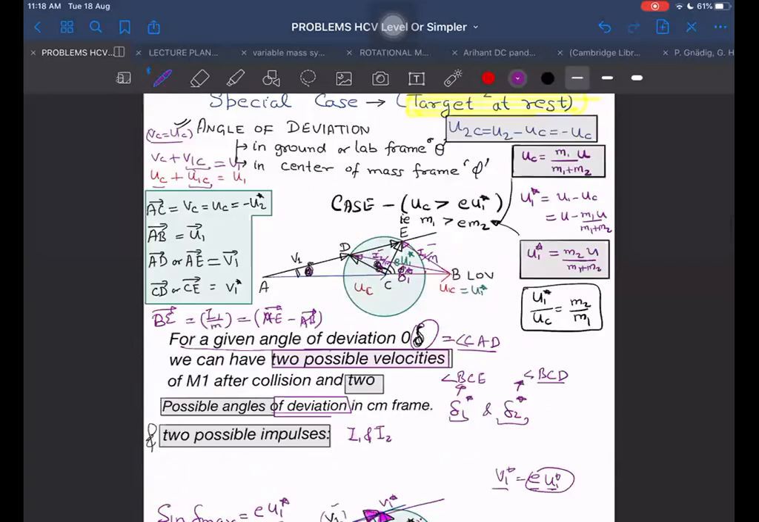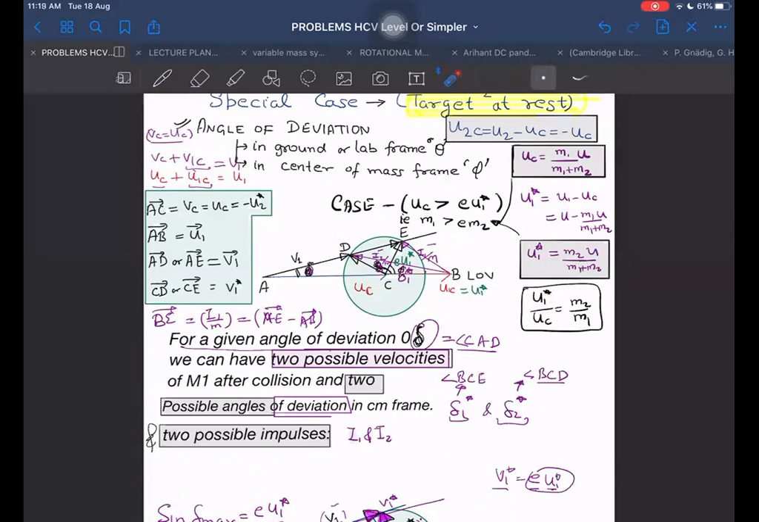I have written already here. Wait a second, let me bring it up. Here I have written UC is this: M1 into U upon M1 plus M2. We know that. What is U1 star? U1 minus UC. What is that coming out to be? That is coming out to be M2 into U upon M1 plus M2. Then what is U1 star divided by UC?